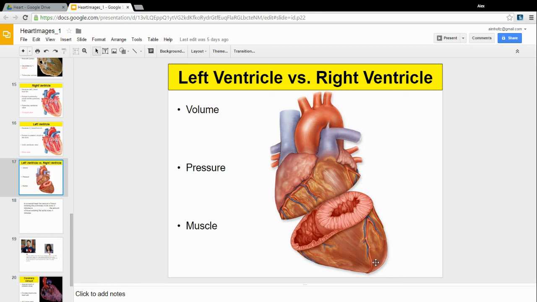Okay? Because remember, they are 2 pumps in series. One pumps blood to one circuit, and that same blood goes to the other pump, to another circuit, back to the other pump. So whatever one pumps, the other is going to get. So if they're not equal, blood is going to build up somewhere and you're going to die. So they pump the same volume.